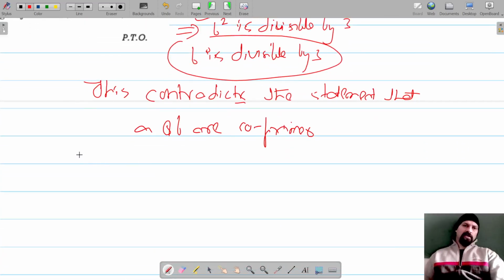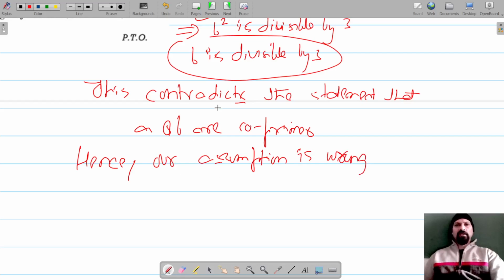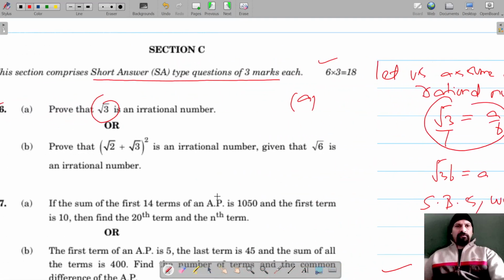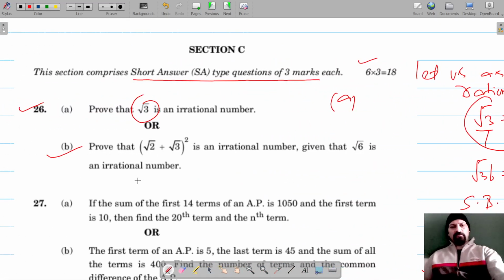So hence, our assumption is wrong. We have assumed that root 3 was rational, but root 3 is now irrational. Okay, let's try to solve part B of the same question, that is question number 26.